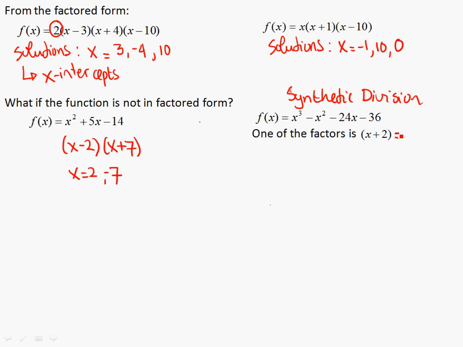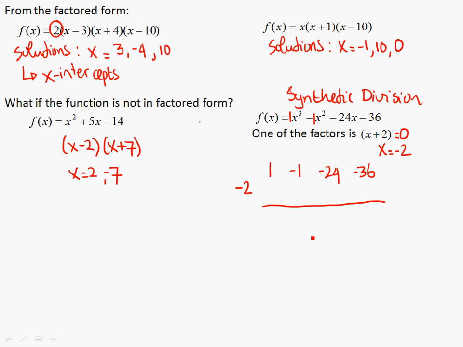X plus 2, if you set that to 0, then the solution that goes with it is -2, right? Okay. So I'm going to use the -2 over here as the thing that I'm going to try to divide with. And the next thing that I need to pick up is the coefficients. So x cubed is a 1, the x squared has a -1, that's a -24, and this is a -36. The reason this is called a shortcut is because do I do anything with the cubes, the squares, and the x's? No. So we're just looking at the coefficients here.